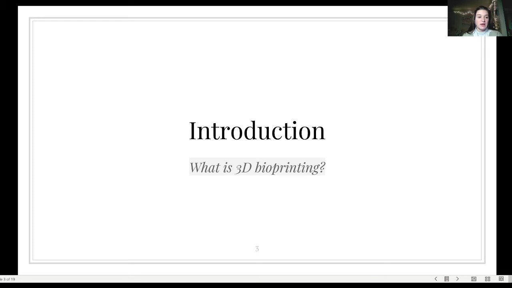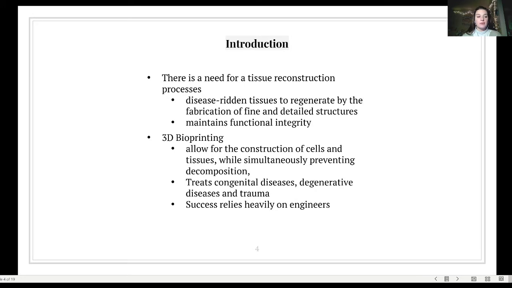The introduction of this paper answers the question, what is 3D printing? A main problem in the medical community today is finding a way to successfully reconstruct and replicate tissue in a way that allows disease-ridden tissues to regenerate via the fabrication of fine and detailed structures, all while preventing their decomposition and maintaining functional integrity. 3D bioprinting does just this, allowing for the construction of cells and tissues while simultaneously preventing decomposition and treating patients with congenital diseases, degenerative diseases, and trauma.